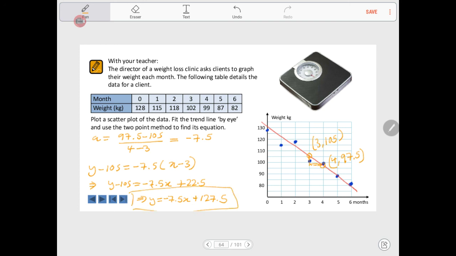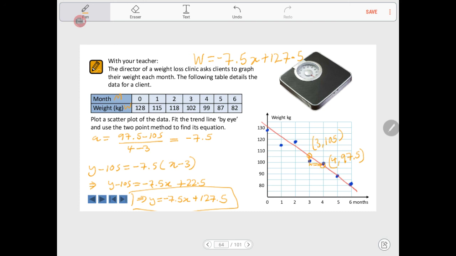for this situation of the person's weight against the number of months. So of course, if we're going to replace the variables y and x with the variables here, so m for months and w for weight, then the final equation, if I'll write up the top here, weight equals negative 7.5x plus 127.5.